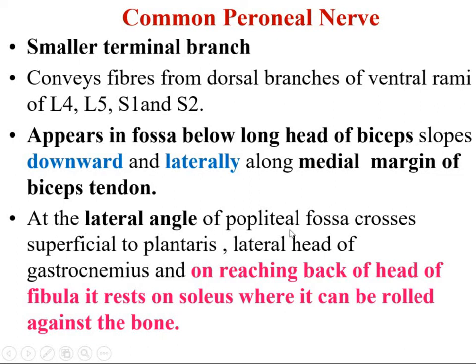At the lateral angle of popliteal fossa, it crosses superficial to plantaris and the lateral head of gastrocnemius, and on reaching the back of the head of fibula, it rests on soleus where it can be rolled against the bone. So in the lower end of common peroneal, on the upper part of your fibula, it can be rolled against the bone. So we can localize the common peroneal nerve at the head of fibula.